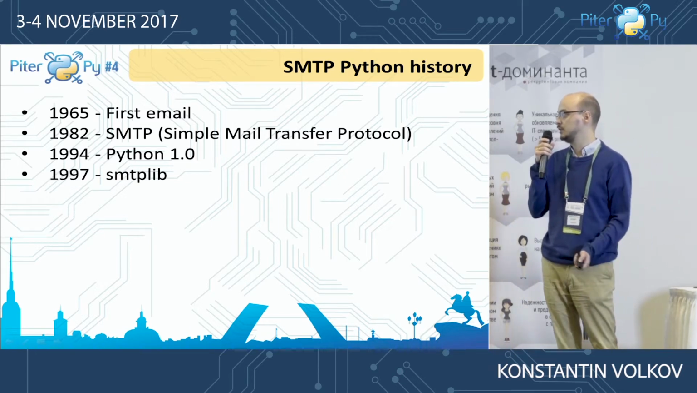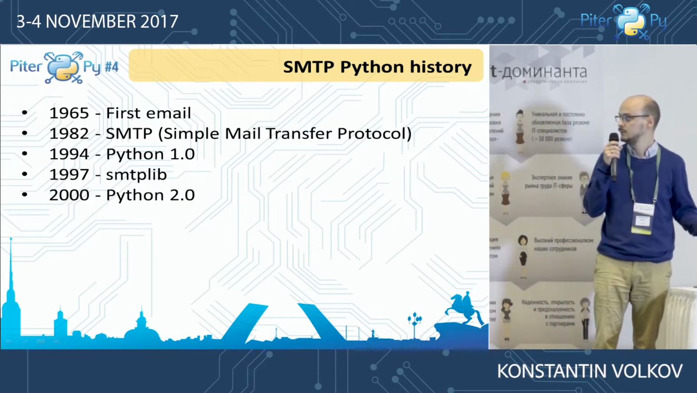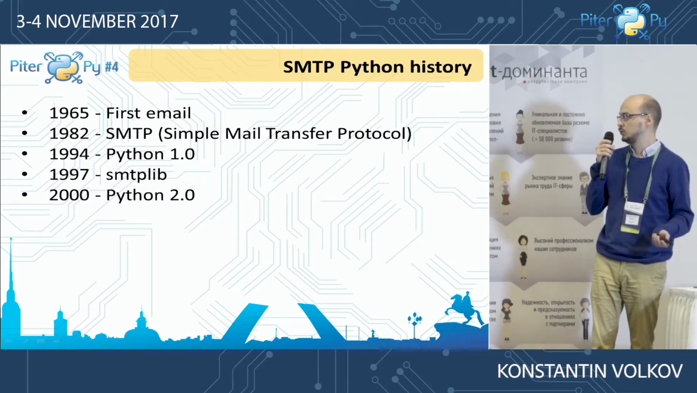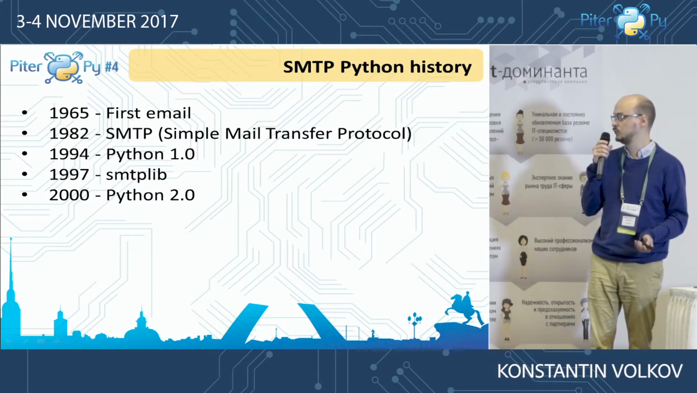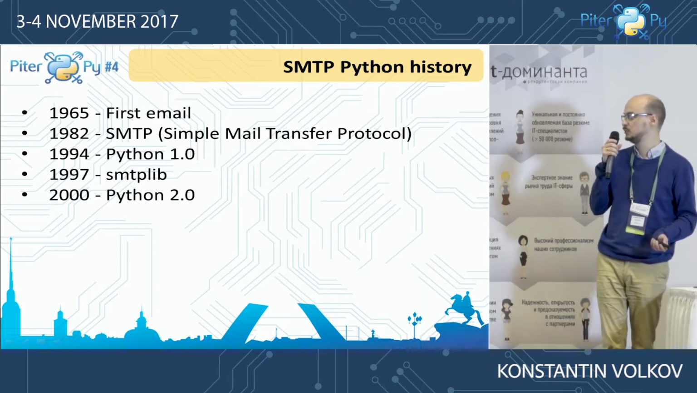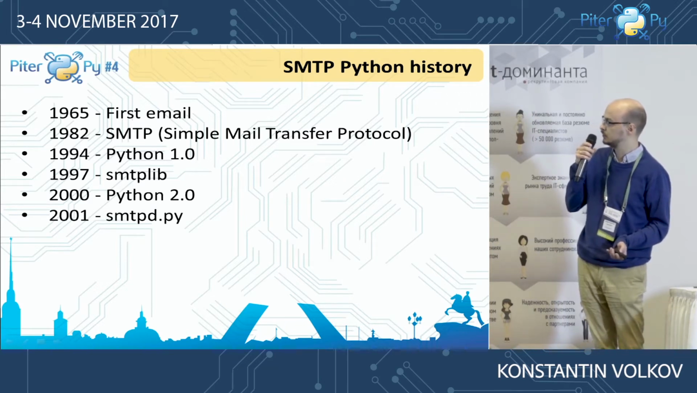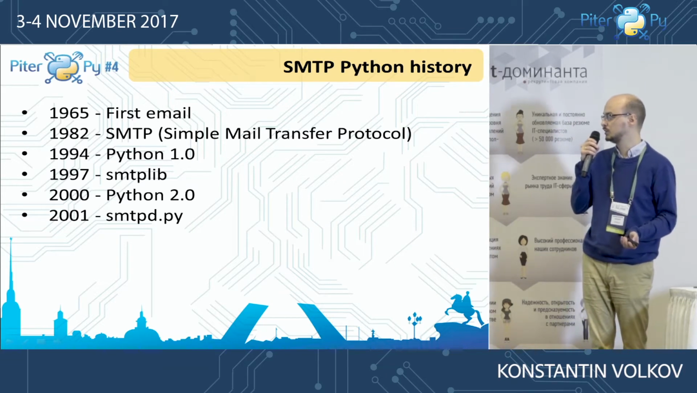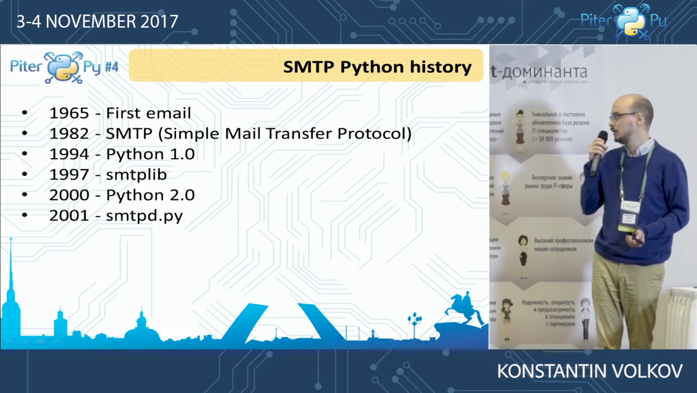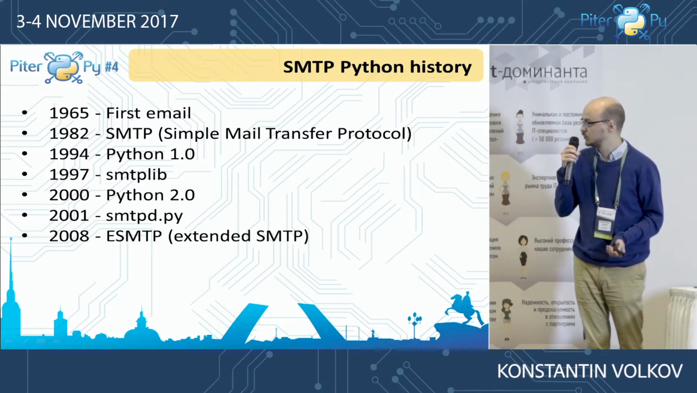Then we have the smtplib library as a part of Python, starting from Python 2, and I think the developers have experience working with it. So it appeared 18 years after SMTP, and then in 2001 we have smtpd in Python, which appeared in Python 2 only.